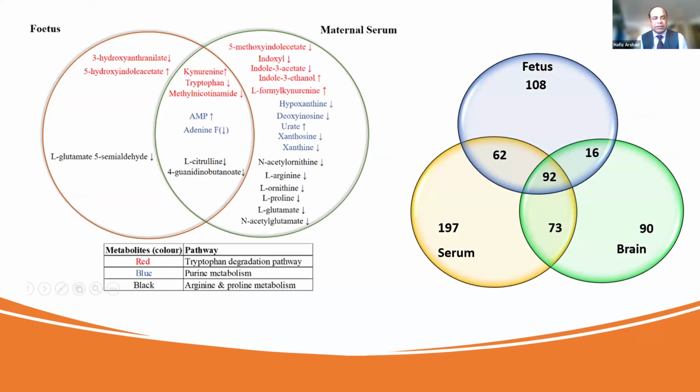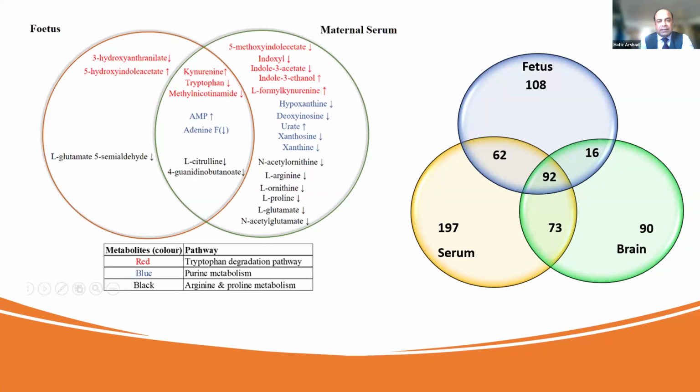So these are different metabolic pathways, like tryptophan degradation pathway, purine, arginine, and proline metabolism. Those were affected, and this is a list of different metabolites which were significantly either downregulated or upregulated in the serum. But one thing which is quite obvious is that in serum there are a higher number of changes as compared to fetus.